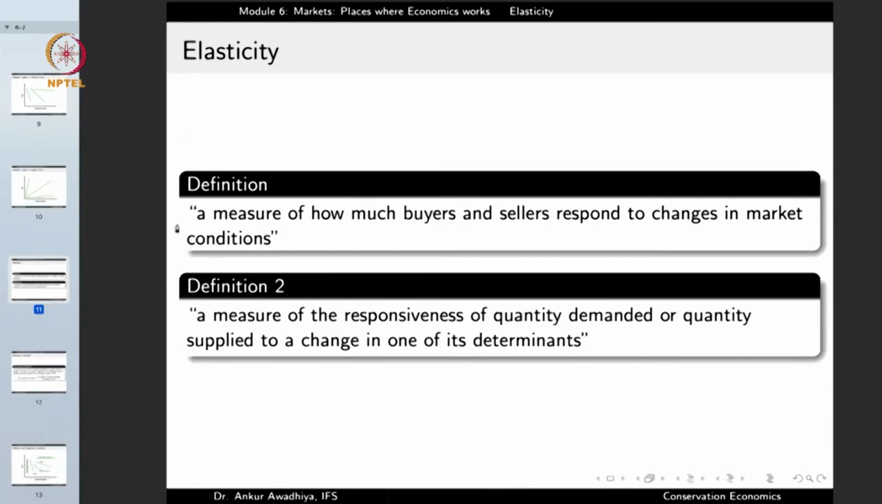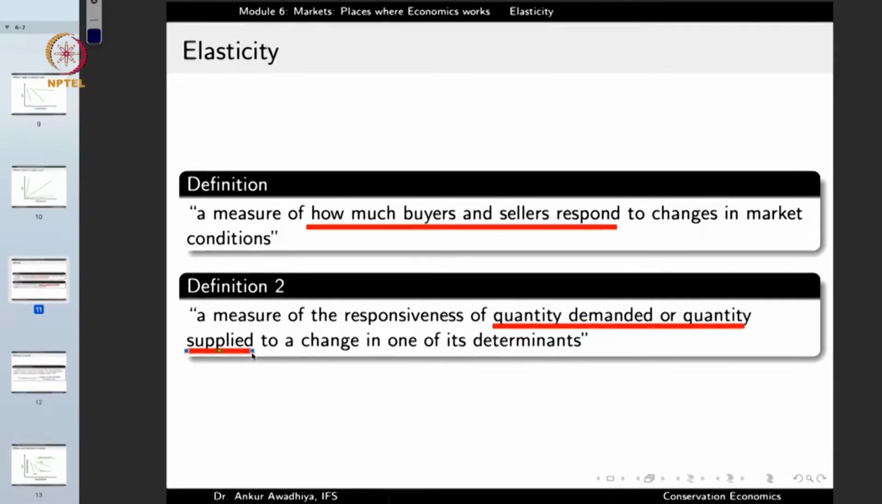So elasticity is a measure of how much buyers and sellers respond to changes in the market conditions. Also, we can define it as a measure of the responsiveness of quantity demanded or quantity supplied to a change in one of its determinants. Now, in the earlier definition, we said how much buyers and sellers respond. This response is seen in terms of how much the quantity demanded or supplied changes.